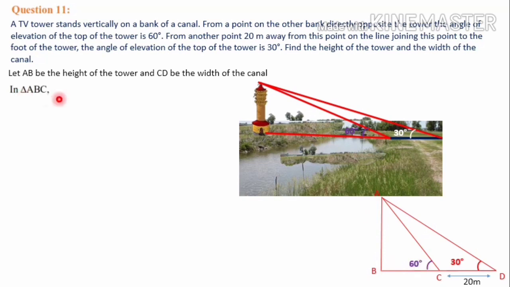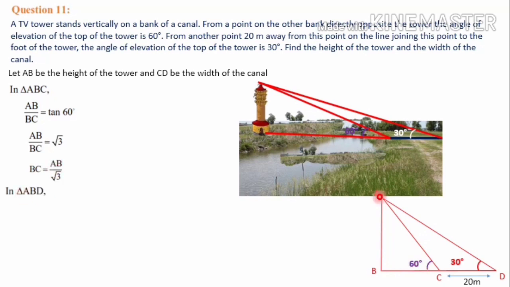Let's take triangle ABC first. In triangle ABC, here with respect to this angle 60 degree, AB is opposite and BC is adjacent. O by A relation, that is AB by BC is equal to tan 60. Angle is 60 degree here. Both AB and BC are unknown for us. So AB by BC is equal to root 3. From here BC we can calculate just like the previous question. BC is equal to AB by root 3.